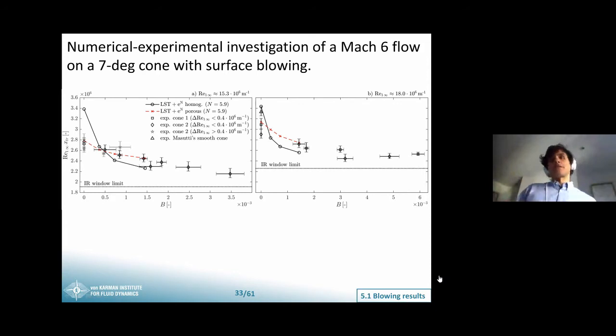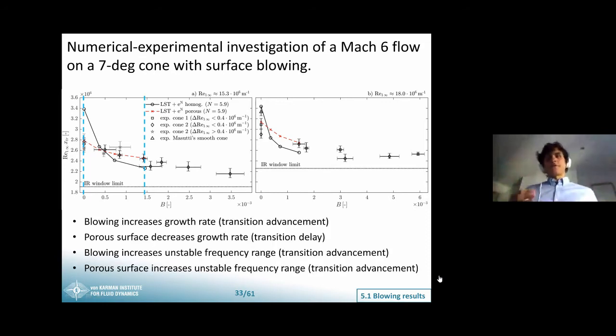So then, since we had the thorough numerical investigation, we could look at, okay, what was actually causing this destabilization in the non-blowing case, but the stabilization in the blowing case. And so we looked at the two extreme cases basically, and we could identify 4 competing effects.